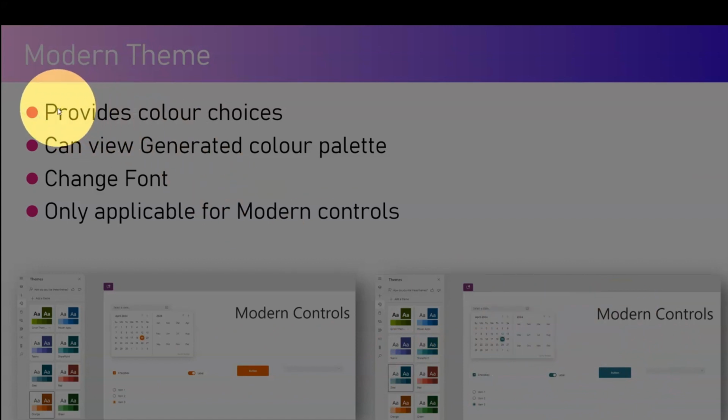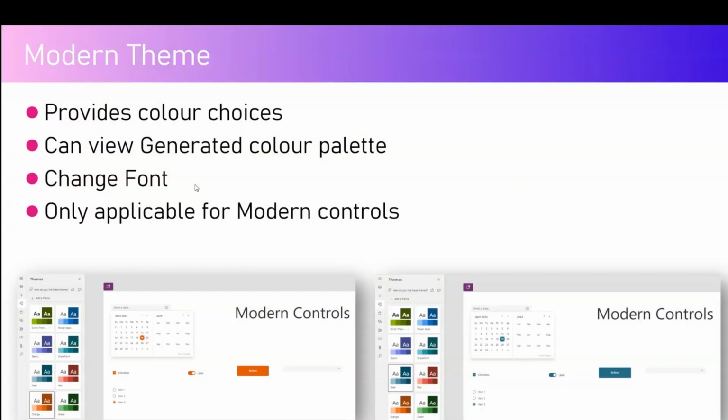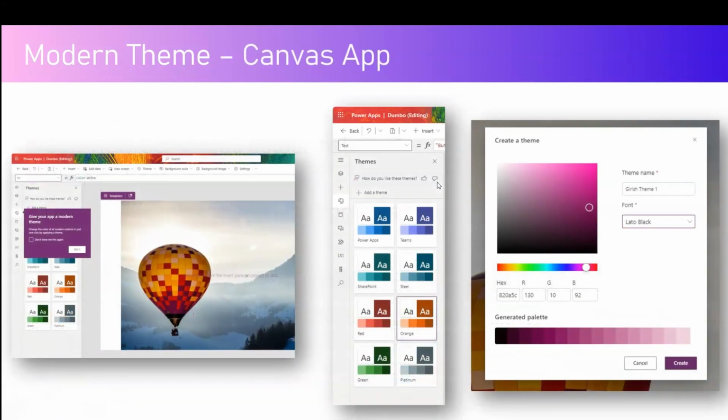Now, what things can you change with modern theming? It provides the color choices. You can view the generated color palette. You can change the font, and it is quite limited as of now. But over a period of time, I'm pretty much sure it's going to increase. Now, remember, this is only applicable for modern controls.